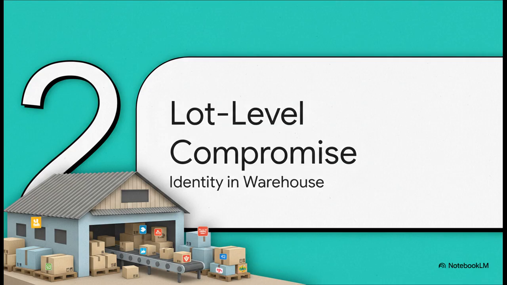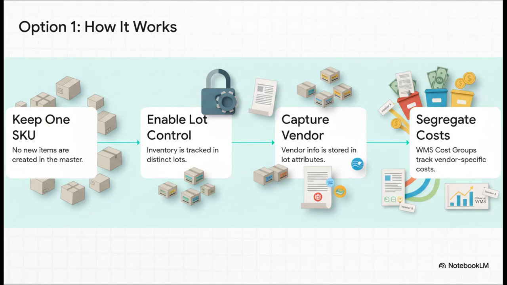Okay, so that brings us to our first potential solution. We'll call this one the lot level compromise. The whole idea here is to embed the vendor's identity directly into the physical inventory that's sitting in your warehouse, and this is key, without messing up your nice, clean item master. So how do we pull this off? It's basically a 4-step move.